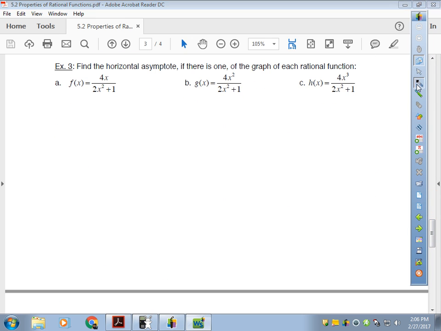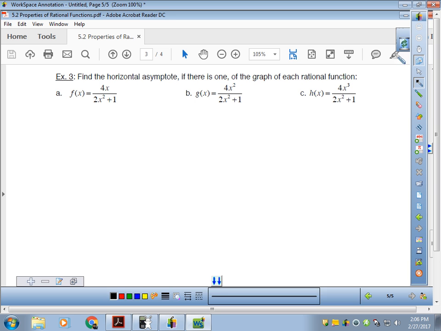Alright, so example 3 here asks us to find the horizontal asymptotes for these functions, if there is one. So part A, we have f of x equals 4x over 2x squared plus 1. The highest power I see is x squared, so I'm going to go through and divide everything by x squared. So 4x divided by x squared over 2x squared divided by x squared plus 1 divided by x squared. And then I'm going to simplify.